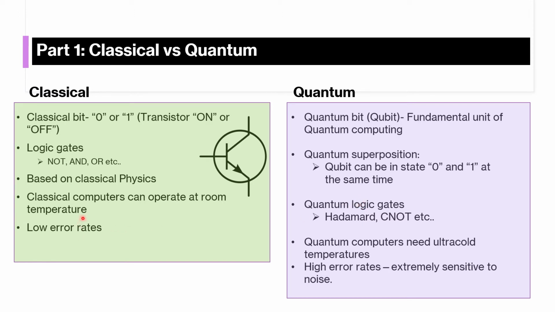Also, classical programs have low error rates and they can operate at room temperature. However, quantum computers operate at very low temperatures and also they are extremely sensitive to noise. So the error rates are very high. Actually, these are the challenges in building a reliable quantum computer. But for now, we just focus on understanding qubit and quantum gates.